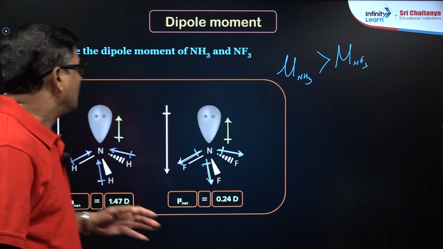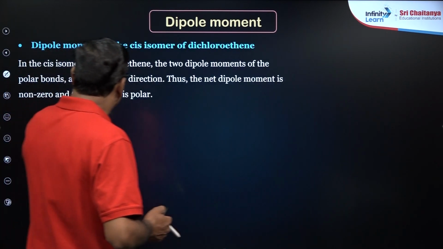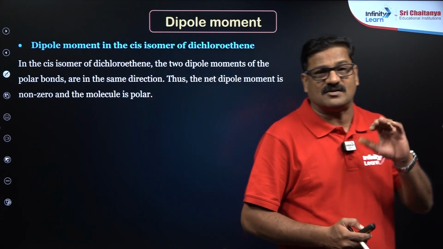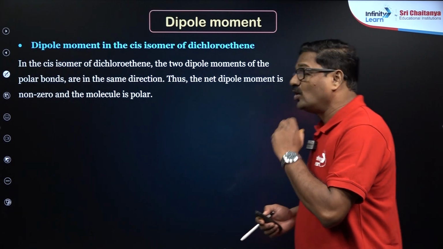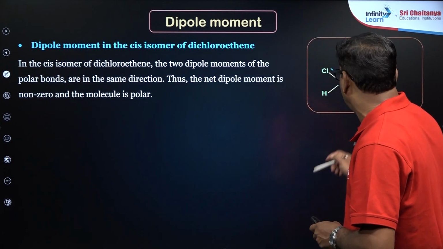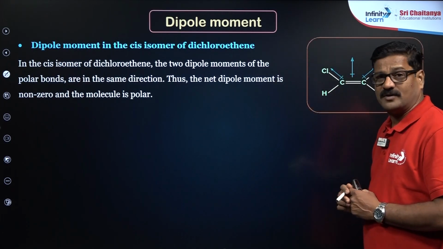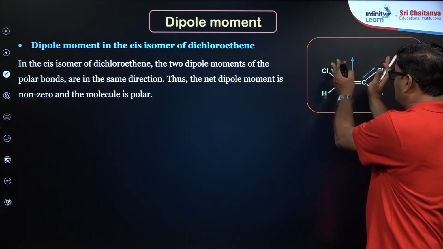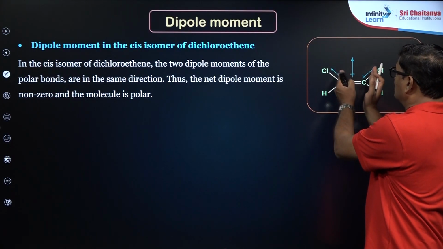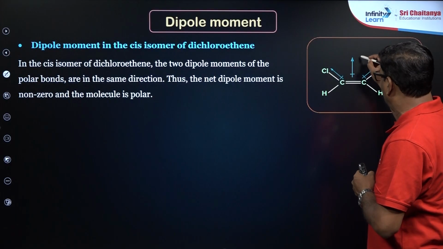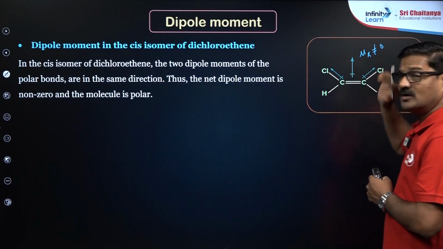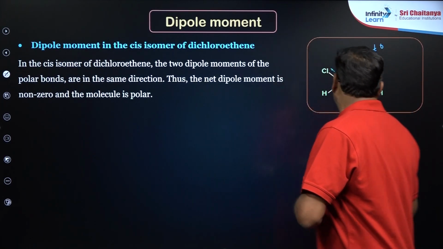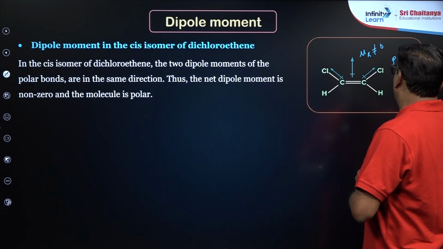And also you can consider dipole moment in the case of cis and trans isomers. Let us talk about dichloroethene cis isomer. The chlorine and the carbon bond moments are on the same side, so the two bond moments are on the same side, and the resultant dipole moment is not equal to 0. This molecule has some polarity, so this molecule is said to be polar.